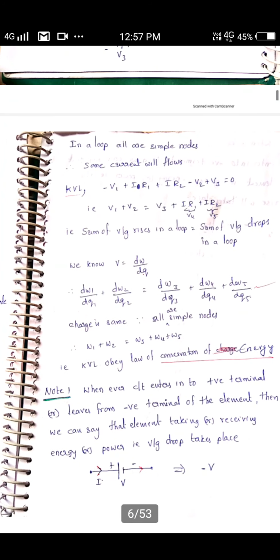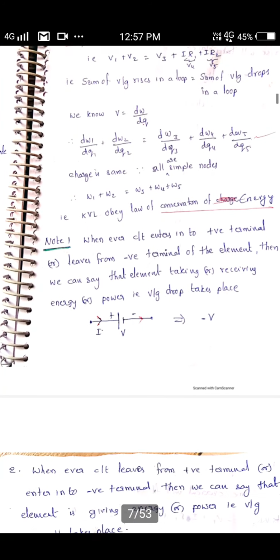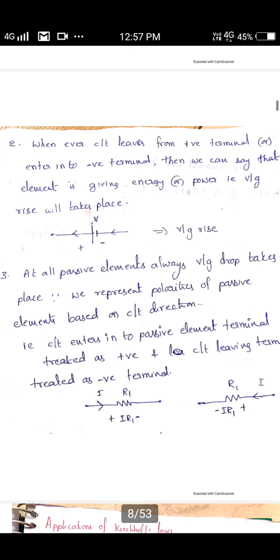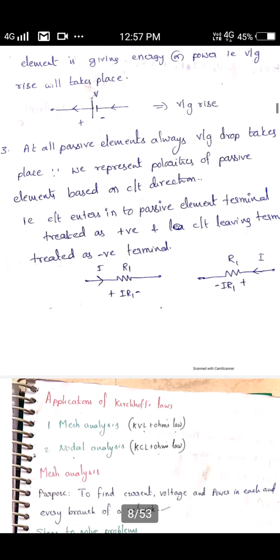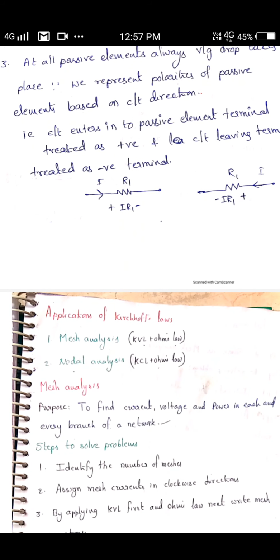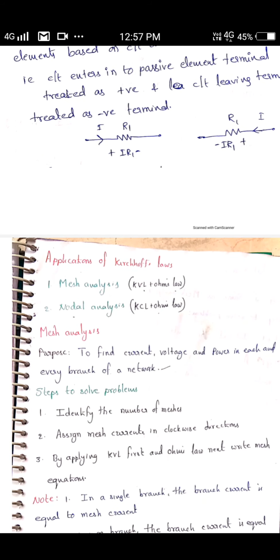This means some elements are giving energy and some other elements are taking energy. Is there any wastage of power? No, there is no wastage of power in the case of KVL also. With that we can say KVL obeys the law of conservation of energy. See here, all the definitions were given on how to represent the polarities. That is about Kirchhoff's voltage law.